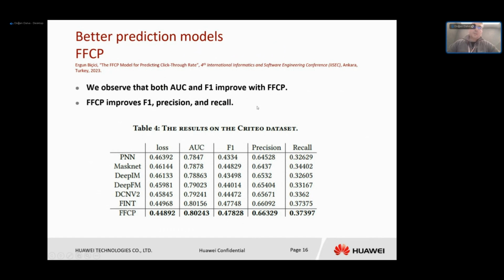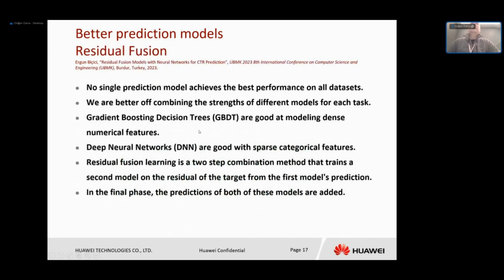With FFCP, we compare with the component models, and additionally another MaskNet model and additional models here in this table. And in our comparison, we observed that FFCP achieves better performance than all of the models compared on the Criteo dataset, and it improves both AUC and F1 and decreases log loss. So it's an effective model.